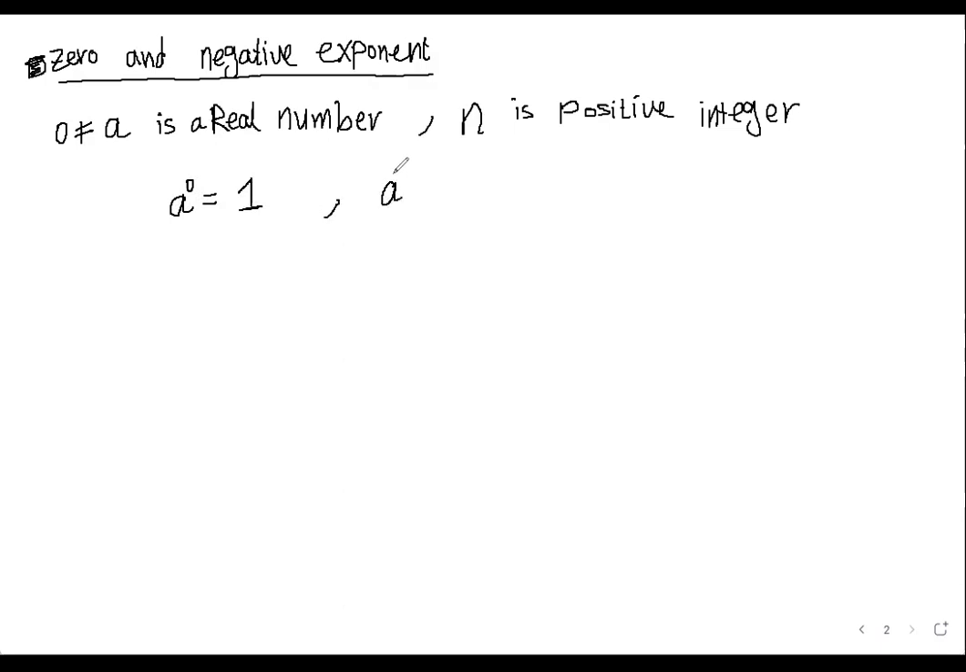What about a to the negative n? The answer will be 1 over a to the power n. So we flip it, and we make the negative exponent a positive exponent, 1 over a to the power n. Okay, let's see an example for this one.